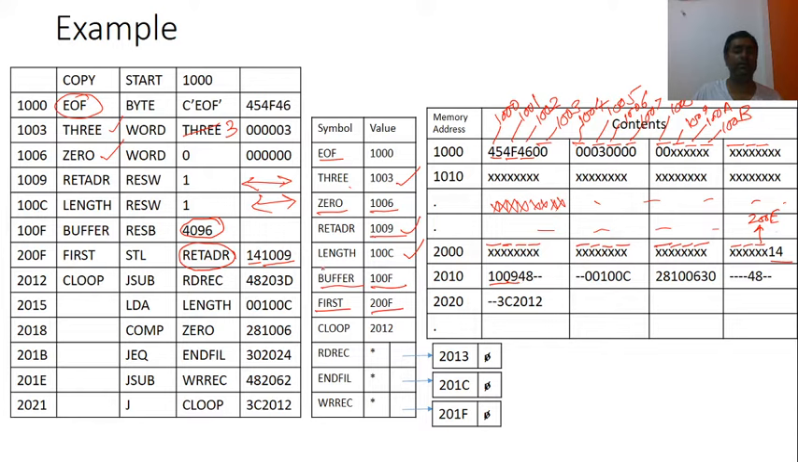141009. Now the next instruction is at address 2012, CLOOP JSUB. There is a label CLOOP. We have to enter this label in the symbol table, and the value corresponding to CLOOP is 2012. JSUB RDREC. We know the opcode corresponding to JSUB is 48. We can find it by using the OPTAB. But what is the value corresponding to RDREC?